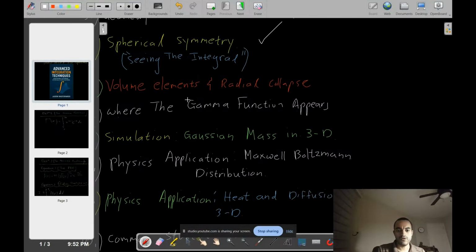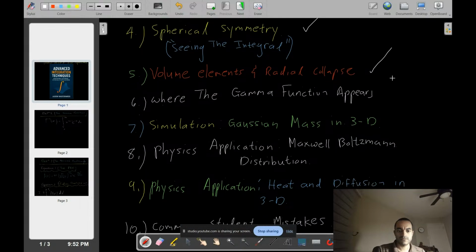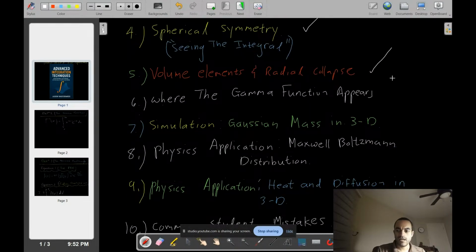And we're on the whiteboard. Okay, so we talked about volume elements, radial collapse. We're at the halfway point now. So I think it's appropriate to talk about where the gamma function appears. Okay, let's go to page 2.